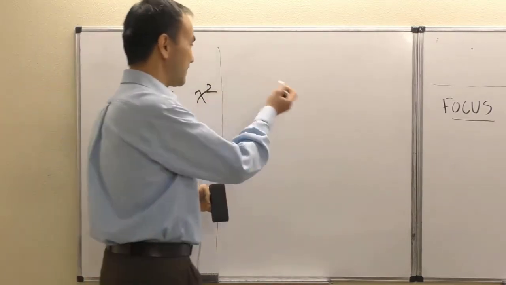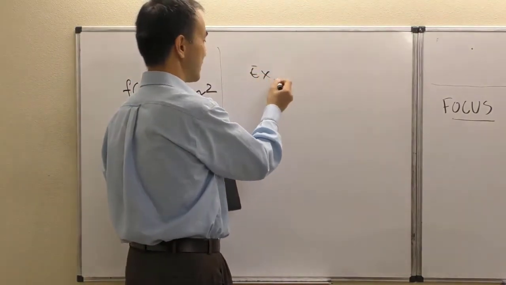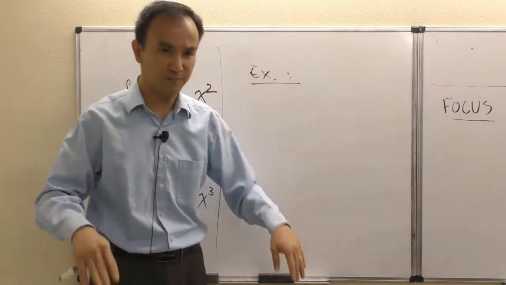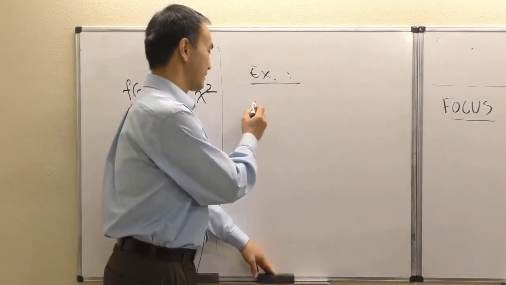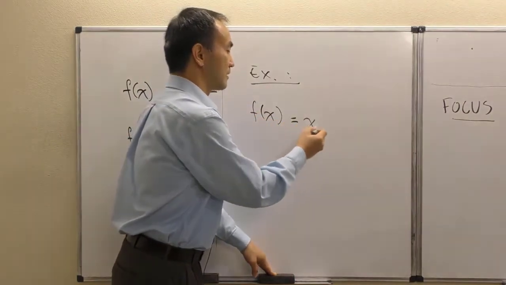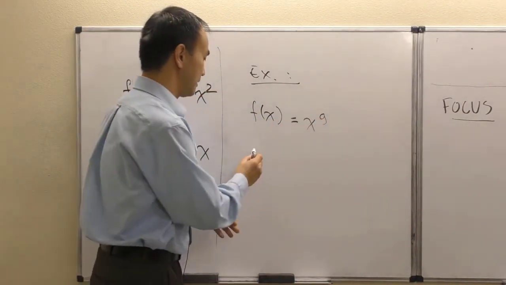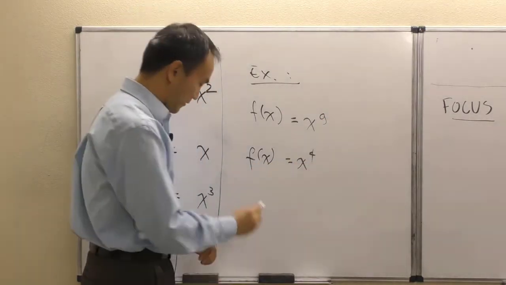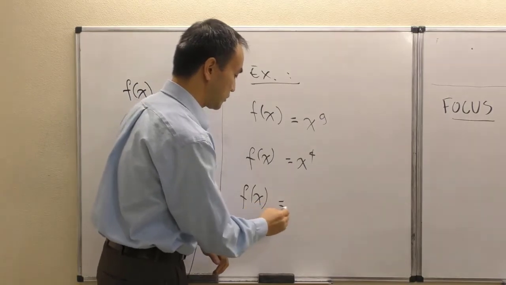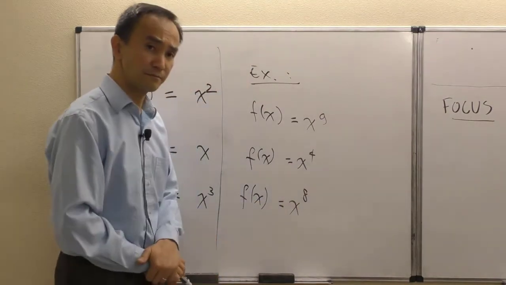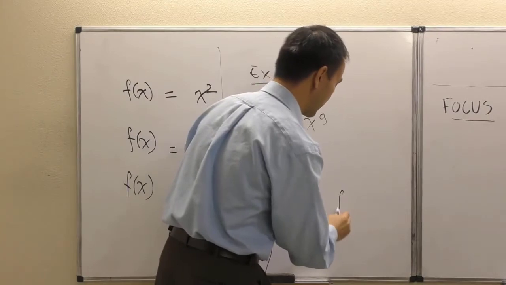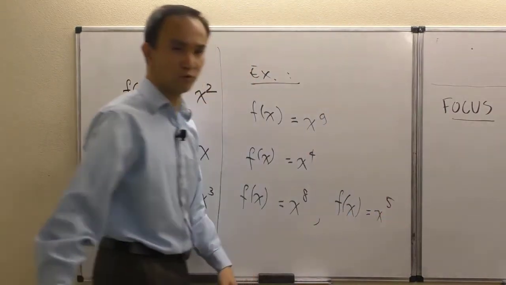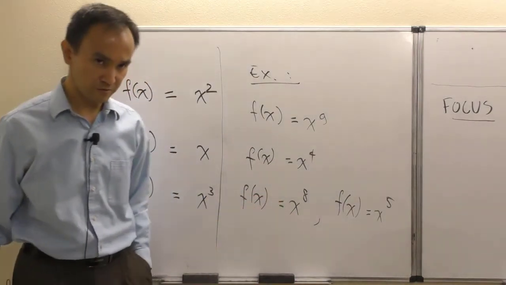And so for some other quick little examples. See, I didn't number my example here. It's just meant to be something I brought up as a demonstration. X to the 9th, okay. f of x equals x to the 4th. f of x equals x to the 8th, okay. And f of x equals x to the 5th. We have so many of those guys out there.